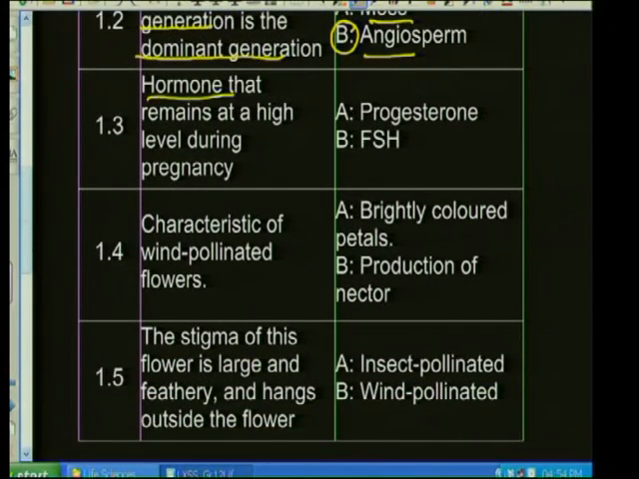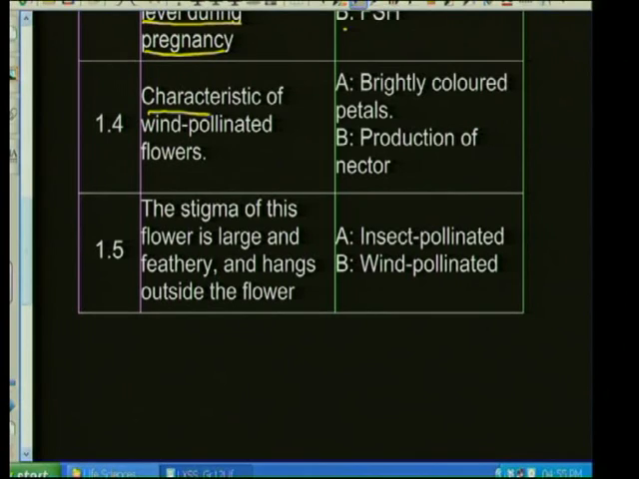Hormone that remains at a high level during pregnancy: progesterone or FSH? The answer is A only, progesterone. And by the way, when progesterone levels are high, FSH is suppressed. Characteristics of wind-pollinated flowers.